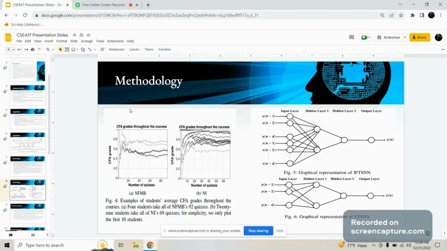As you can see, the plotting on the left is vertically aligned with the number of quizzes axis, and on the right it goes upwards compared to the number of quizzes. And in figure 6, you can see a graphical representation of IFTSNN, the previously existing model. And in figure 6, you can see a graphical representation of FTSNN, the model developed by the authors.